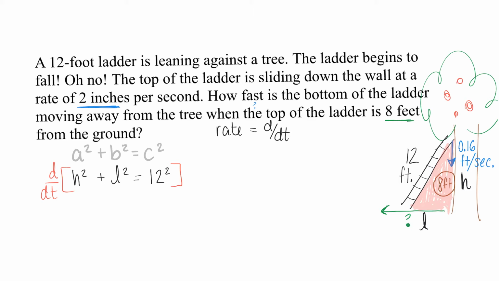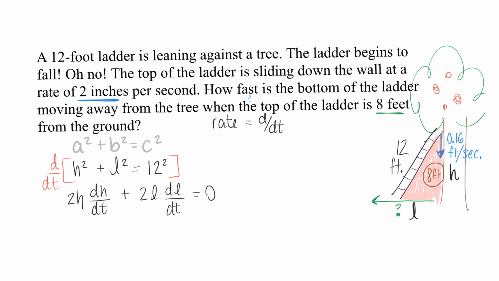And that is going to be, what's the derivative of h squared? Well, it's 2h dh dt, because we want the derivative of height with respect to time, plus the derivative of length squared, which is 2L times the derivative with respect to time. So that's going to be dl dt. And that equals 12 squared, which is 144. And the derivative of 144 is 0. And we don't need that rate because it doesn't exist.